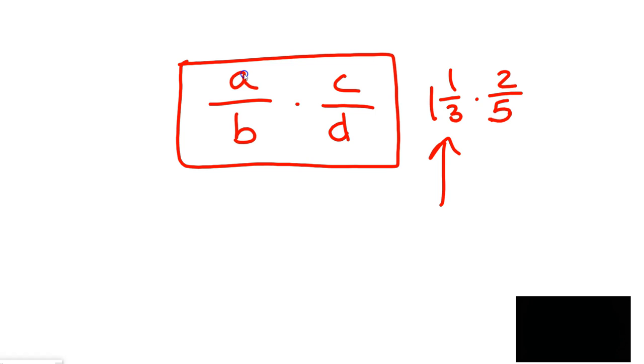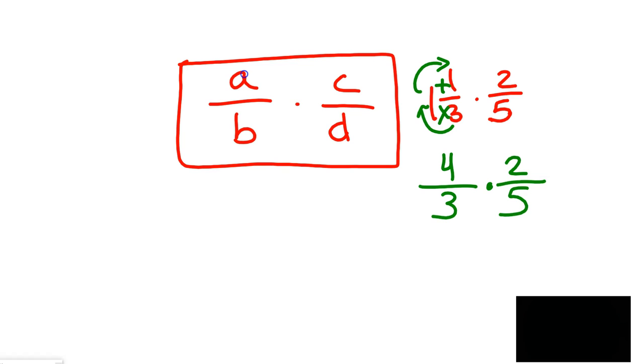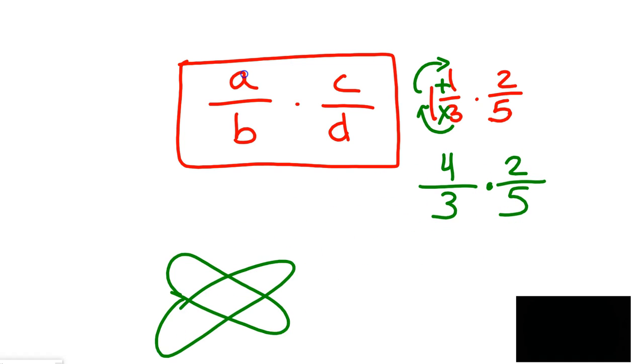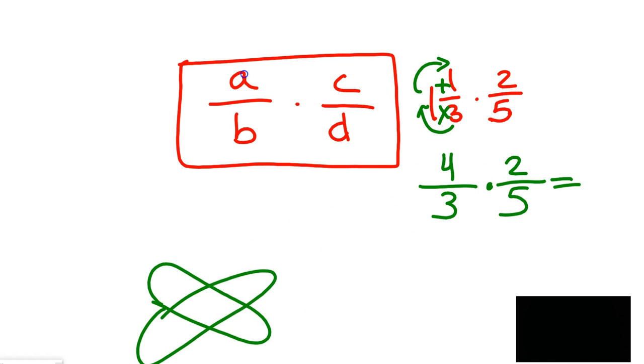And a lot of us did really well today by saying, well, we can change that into an improper fraction by multiplying and adding. Multiply denominator times whole number, add it to the numerator. So 3 times 1 is 3, plus 1 is 4. Put it over the denominator, 4/3 times 2/5. And don't forget, when you get it here, you can look diagonally to see if you can reduce anything. Doesn't look like we can, so I'm not going to. And then you just multiply across.